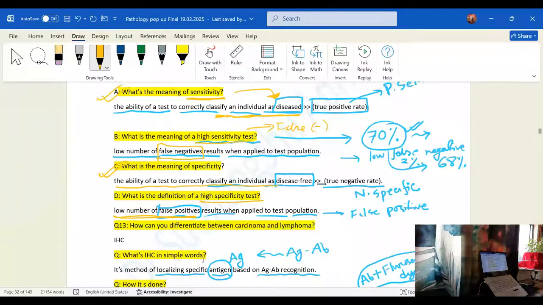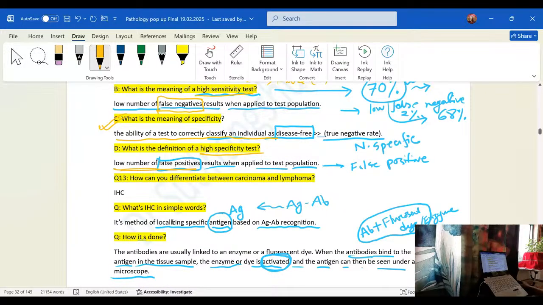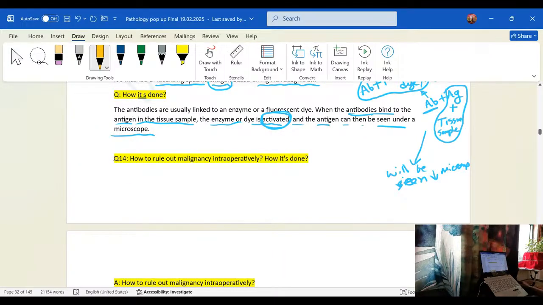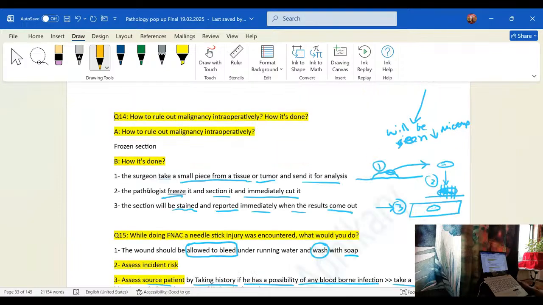How can you differentiate between carcinoma and lymphoma by immunohistochemistry? The dye or the enzymes are activated, and then the antigen can be seen under the microscope. How to rule out malignancy intraoperatively? By frozen section. The section will be stained and reported immediately.